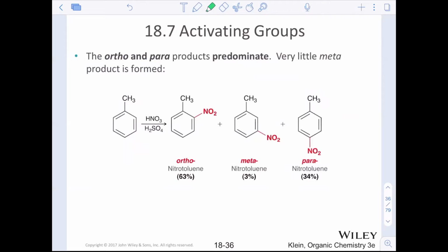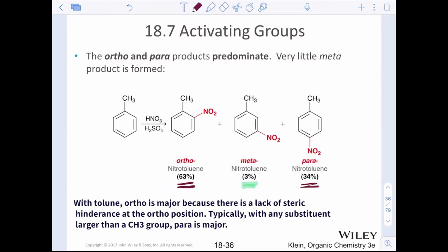Activating groups are what we call ortho-para directors. Very little meta product is formed. Notice that 3%. That's not enough to write home about. Ortho and para, ortho being the predominant one, para being a minor product here. Meta, we're just not even going to say it is.